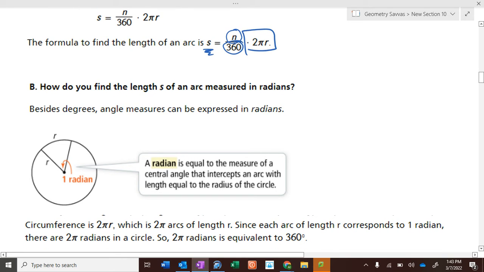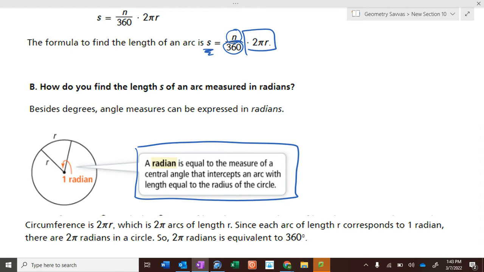Now, where things get a little more complicated is when we start using radians. A radian is equal to the measure of a central angle that intercepts the arc with the length equal to the radius of the circle. That is your first vocab word on your vocab sheet, so write it down.